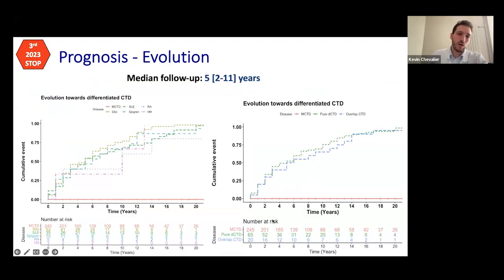Next slide. So we have studied the evolution to the differentiated connective tissue disease over time. As you can see, the median time between MCTD diagnosis and evolution to a differentiated connective tissue disease is 5 years. On the left side of the slide, you have the evolution over time for each connective tissue disease. As you can see, for the 3 major ones, systemic sclerosis in yellow-brown, lupus in green, and Sjogren in blue, the time between MCTD diagnosis and evolution to this connective tissue disease is quite the same. On the right side of the slide, we have studied the evolution to one connective tissue disease in green, or to an overlap connective tissue disease syndrome in blue. As you can see, the curves are quite the same. Next slide, please.